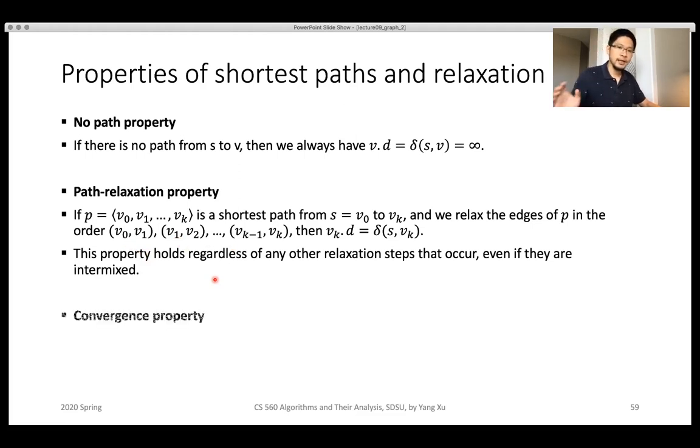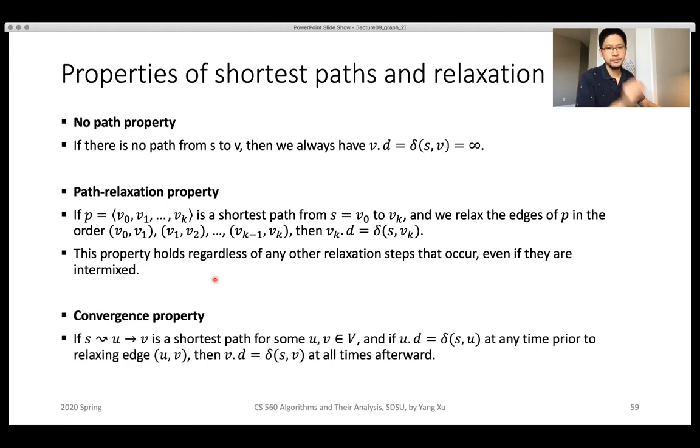Okay, and the last property is called the convergence property. So it says if the path from S to U and then plus the edge from U to V is a shortest path for some vertices U and V, and if the D property of U is already the delta anytime prior to relaxing the edge U to V, then the D property of V will be the delta at all times afterwards.